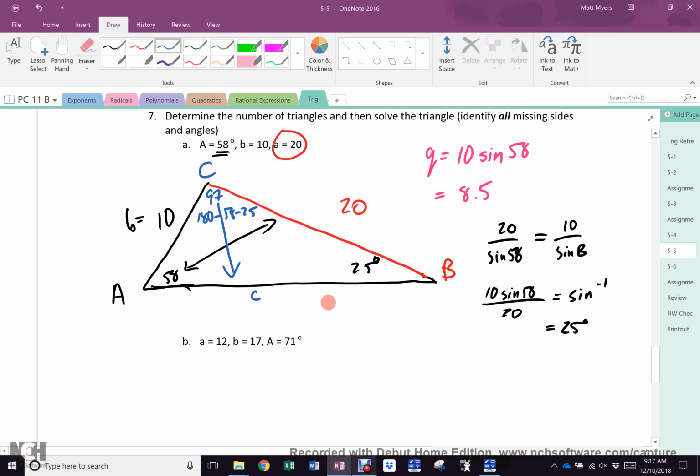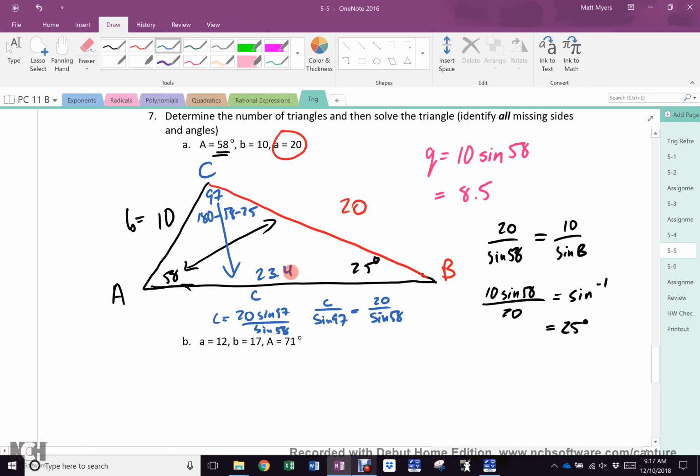So, little c over sine 97 equals, I'm just going to use 20 and sine 58, right? Because they're exact. 20 over sine 58. How do I find little c? 20 sine 97 over sine 58. And I get 23.4.